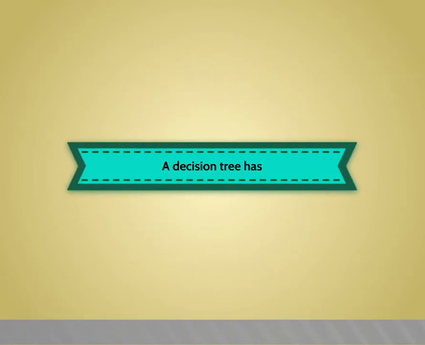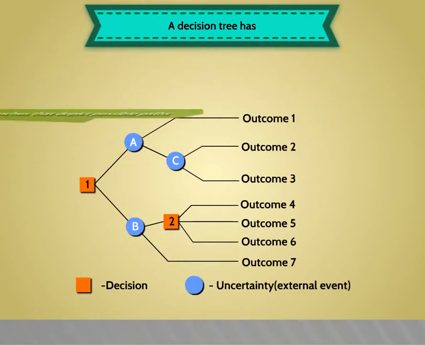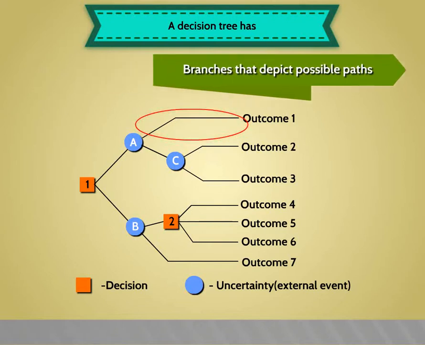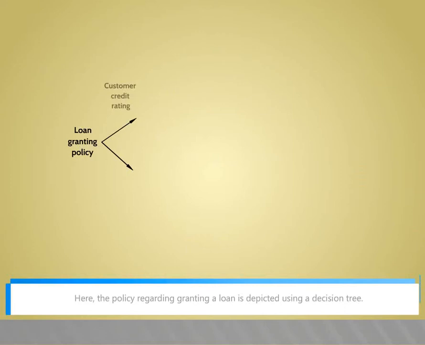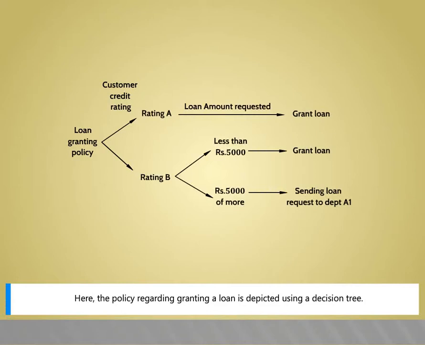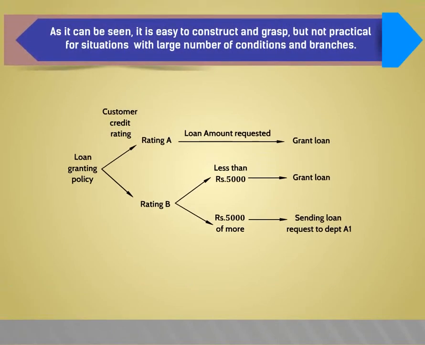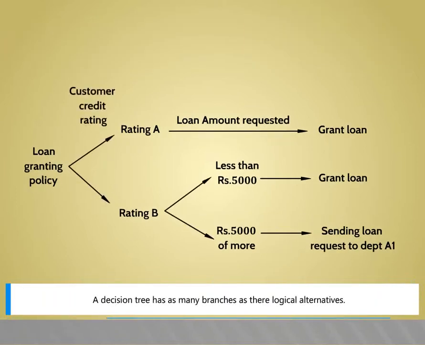A decision tree has nodes that depict conditions, branches that depict possible paths, and actions with the conditions and branches. Here, the policy regarding granting a loan is depicted using a decision tree. As can be seen, it is easy to construct and grasp, but not practical for situations with a large number of conditions and branches. A decision tree has as many branches as there are logical alternatives.